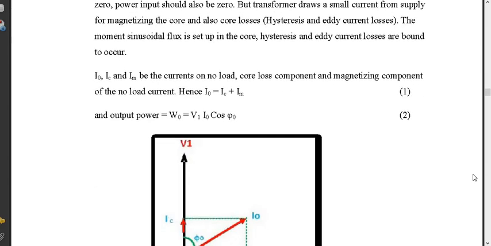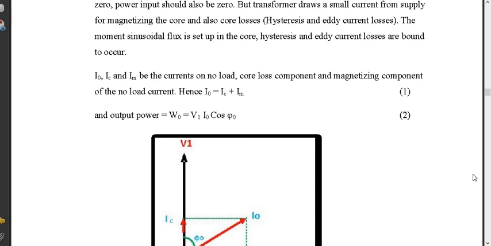And when I talk about the power, the suffix 0 indicates that we are talking about the no load condition. So W0 is equal to what? It is the primary voltage V1 multiplied by the no load current I0 multiplied by cos phi 0. The wattage will be the primary voltage multiplied by the no load current, where the no load current is the phasor sum of the core loss component and the magnetizing component, multiplied by the no load power factor. The no load power factor actually is very low, for example 0.2, 0.3 like that. So this value is actually very low.